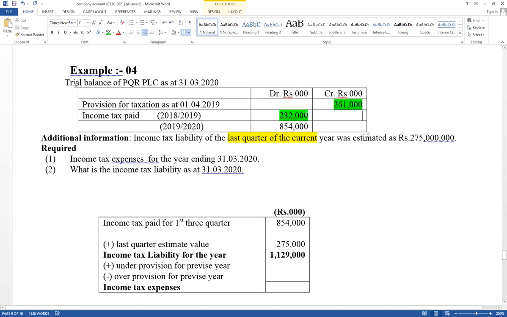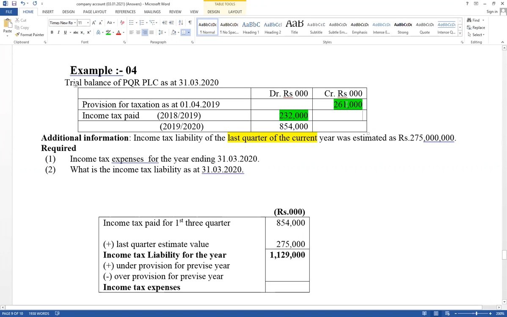Therefore, if there is a difference, that value should be adjusted here. Provision means this is a value considered as expense already, but this is a correct value. එහෙනම් consider කරලා තියෙන ගානේ වැඩිද අඩුද කියලා බලන්න. Here, considered as expense already over value.